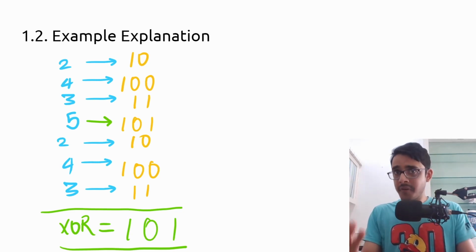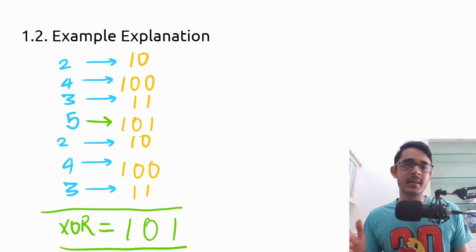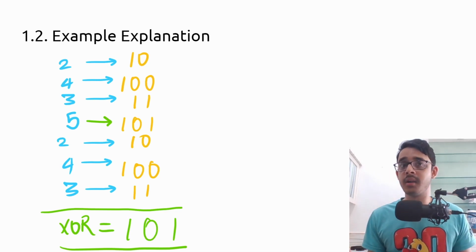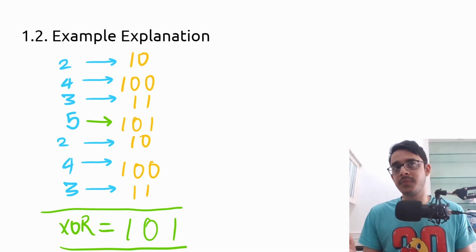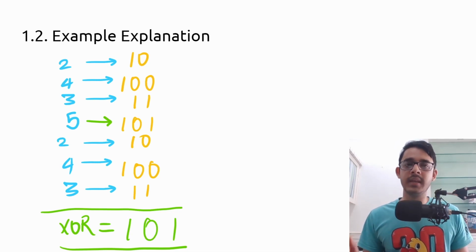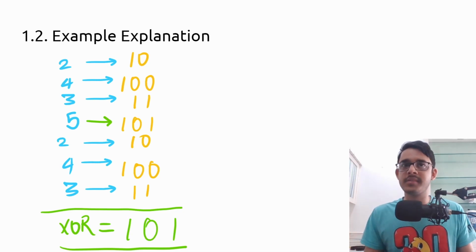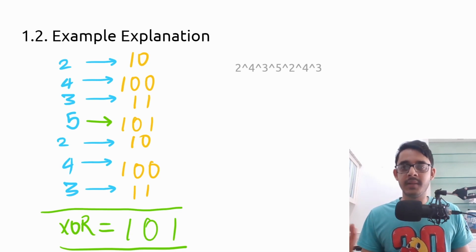If I XOR all of these numbers, I'm going to get the answer as 101, which is the number 5. And that is the answer for this question. 2, 4, 3, 5, 2, 4, 3 has only one single element which has the frequency of 1, which is the element 5. Okay, enough talking. Why does this work? Let's write them all down.